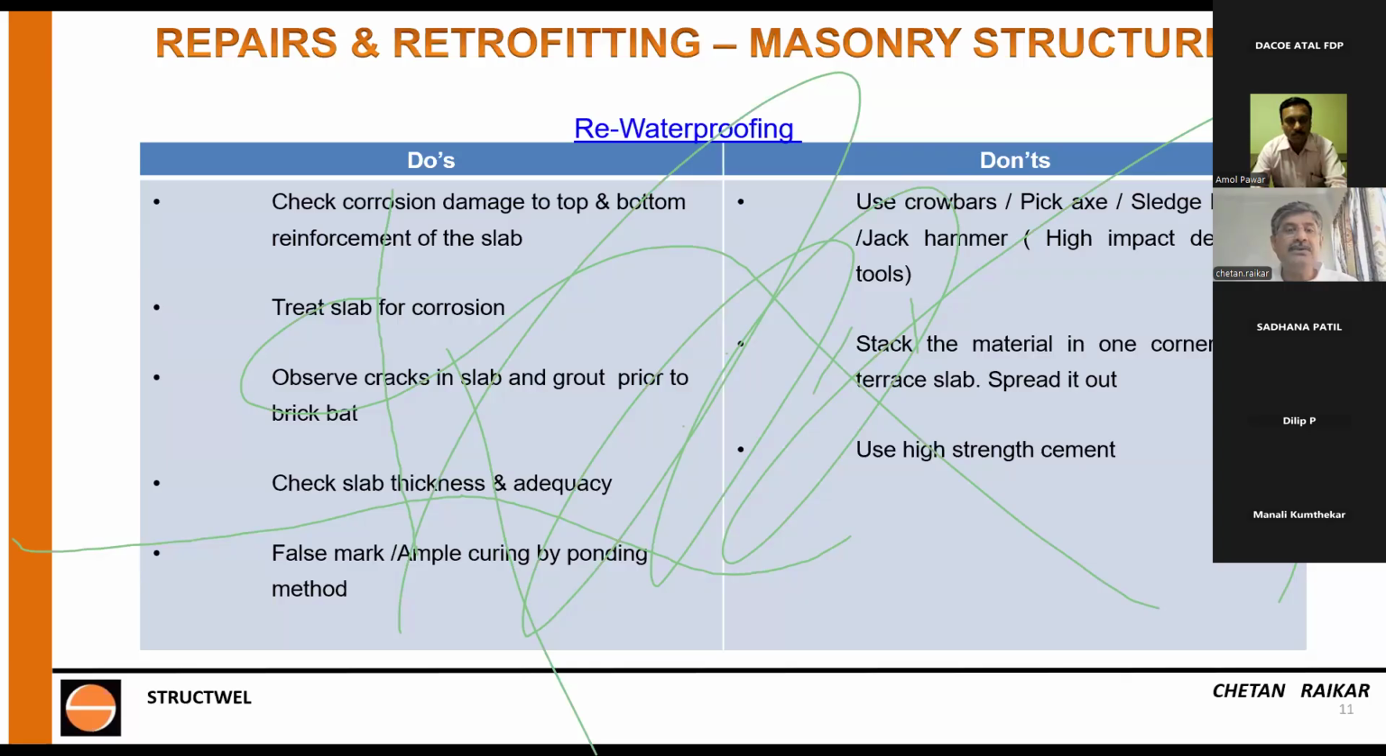Falls marks and ample curing by ponding. We just saw of ample curing. You know about falls marks. Why falls marks are provided?